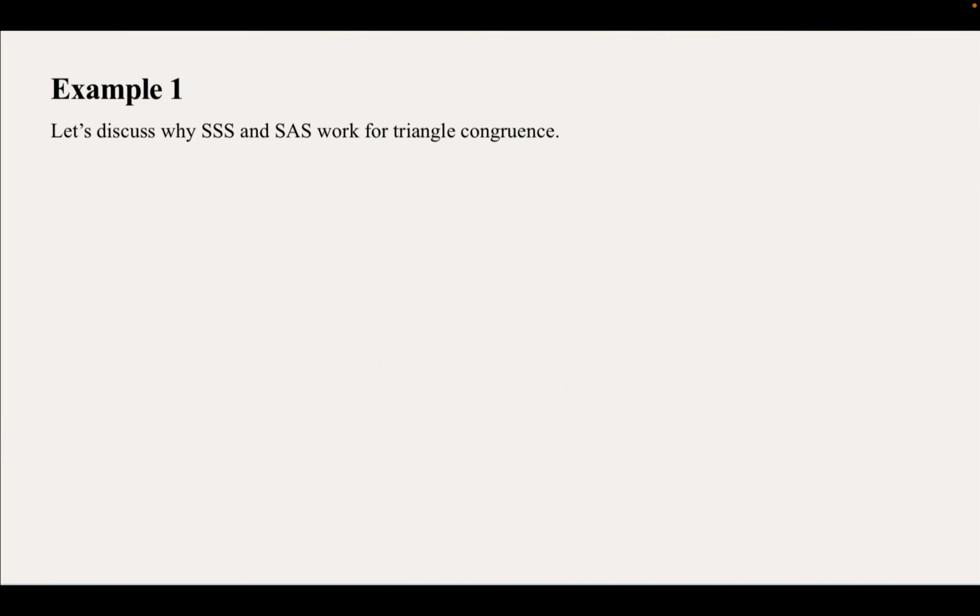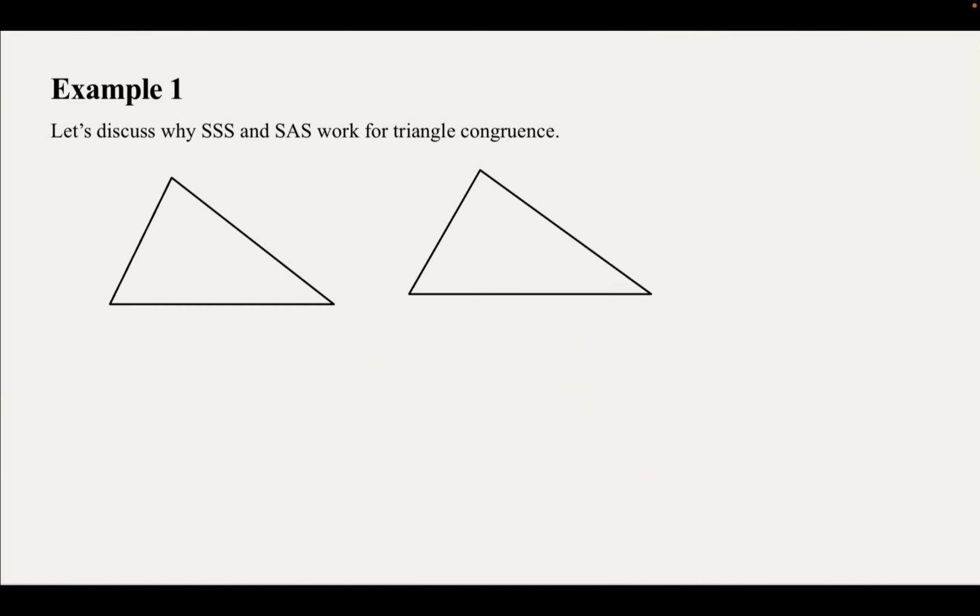Let's take a minute and quickly discuss why this even works. SSS says that if two triangles have the same sides, then those triangles are congruent. Let's say that these triangles are congruent. That means that the side lengths are fixed, right? This could be 4, 3, and 5, for example. And I would have to have the same side lengths here.